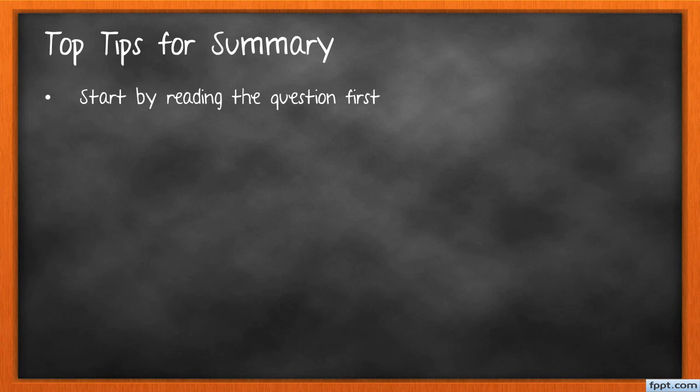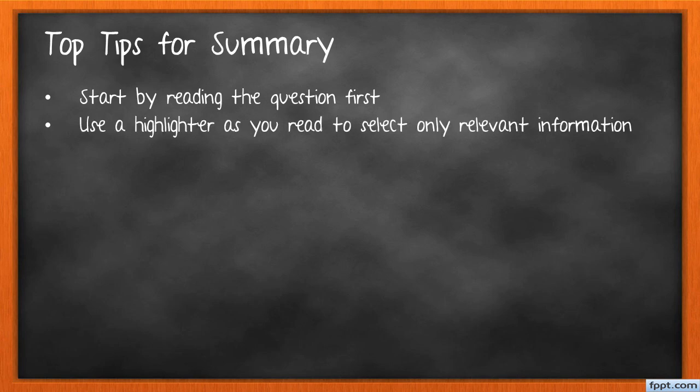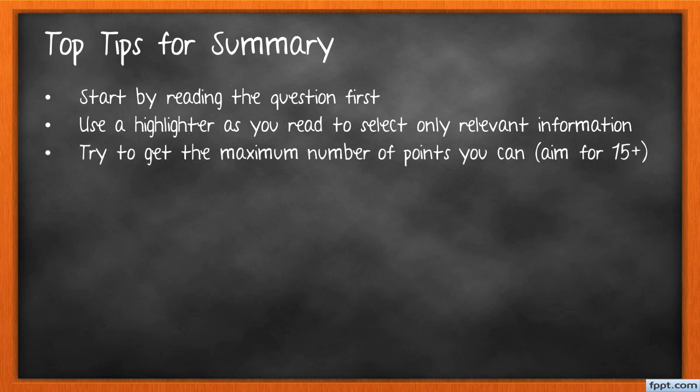First of all, start by reading the question first. Same advice for every other part of this exam. It's really important to help you read with a purpose. You'll know what information you're trying to select. And then absolutely essential is to use your highlighter as you read through, so you're only selecting that relevant information. You might highlight some extra stuff, but it will keep you focused and mean it's so much easier to go back when you're writing your bullet points.